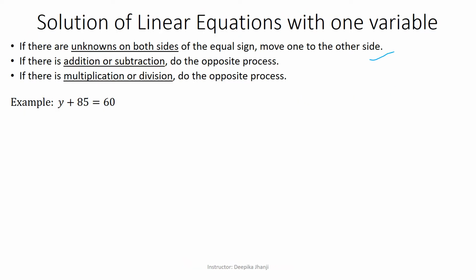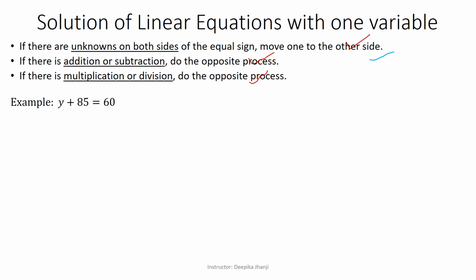In this lesson, my only focus is to solve linear equations with one variable. Now the technique is, if you have unknowns on both sides, bring them together on one side. Second technique is, if you have addition or subtraction, do the opposite process. Third step is to get rid of multiplication or division, again do the opposite process.